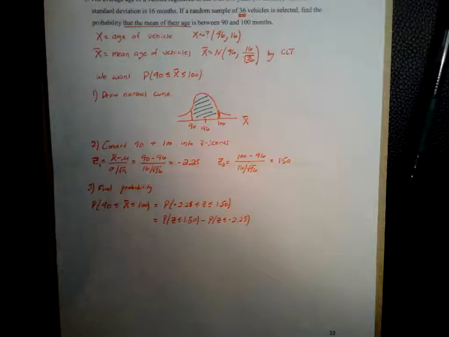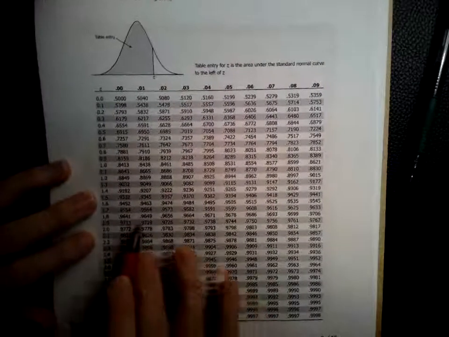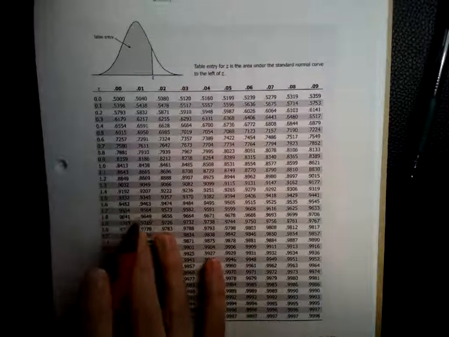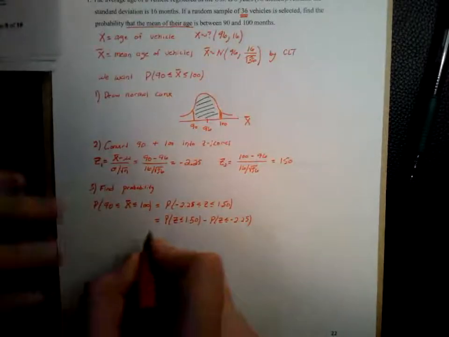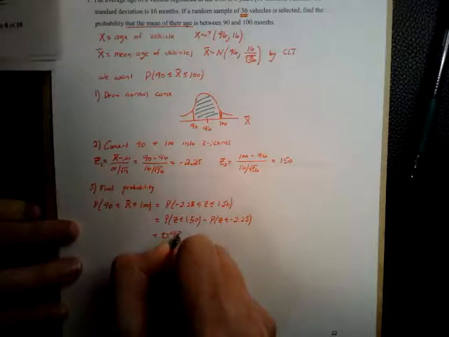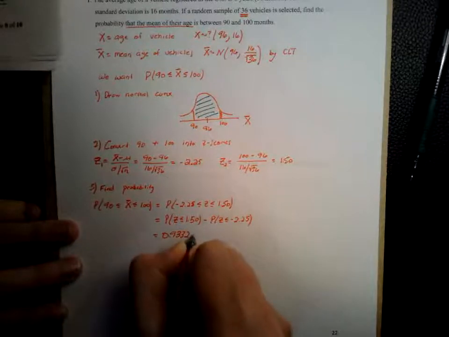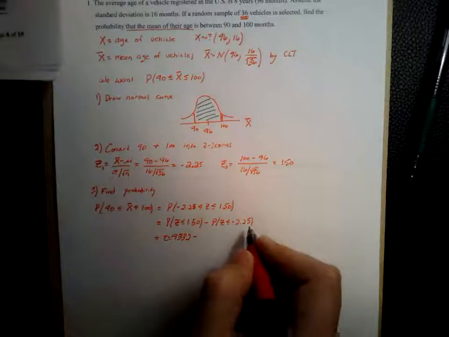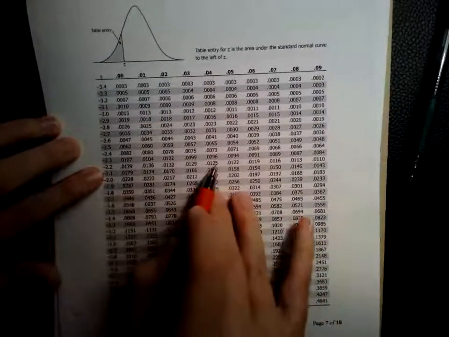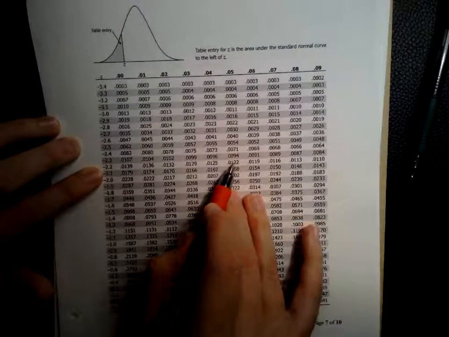Now let's just use the table since this is the first example in this section. The probability to the left of 1.50 is 0.9332. It's right here. So that's 0.9332. And the last one, z of negative 2.25. So we do negative 2.2 and then over to 0.05. That is 0.0122.